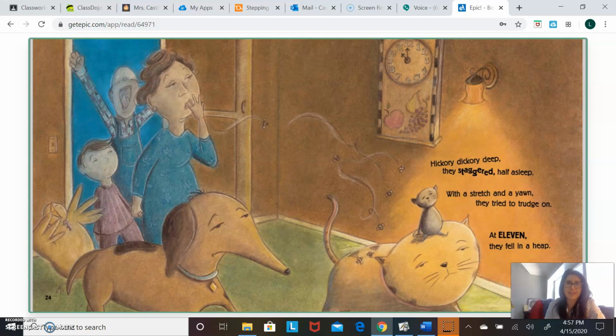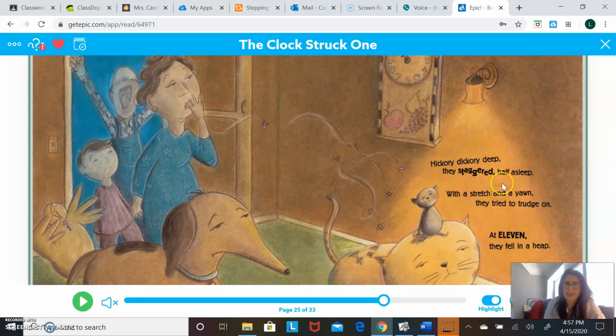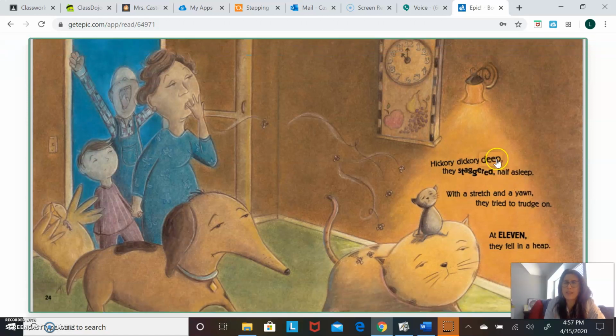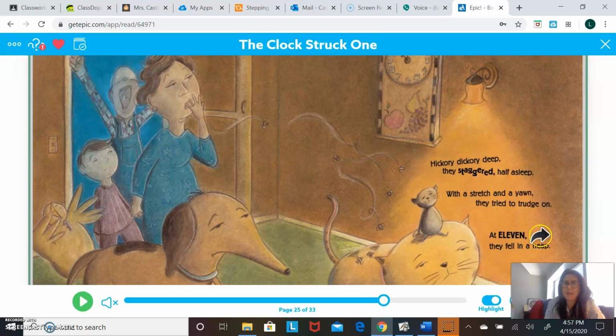Yeah, I think it's late. They're tired. Deep, asleep, heap. They all end with the middle and ending sound of eep, eep, eep.